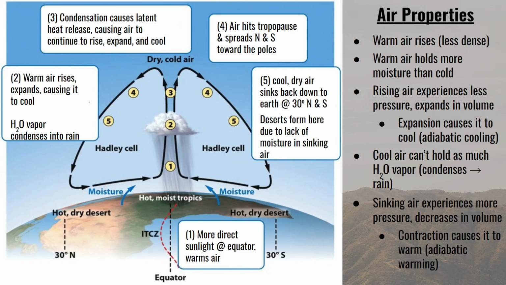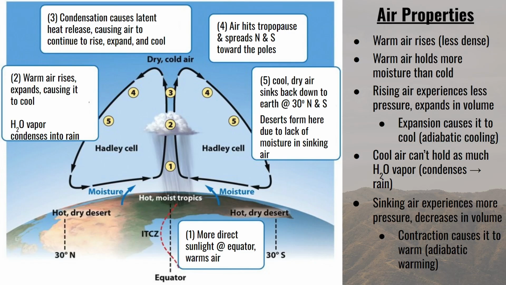Because sunlight is most direct at the equator, that is going to cause air here to warm and rise, as we can see that as step 1 in the diagram. As warm air rises, it cools and expands, and because cool air holds less moisture than warm air, the water vapor has to condense into rain. If we look at step 2 in the diagram, this is why we see such an intense rain at the equator, because that warm rising air has its water vapor condense and then fall down to the Earth as rain.